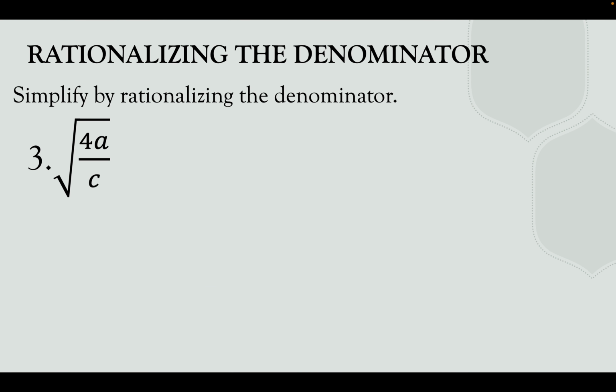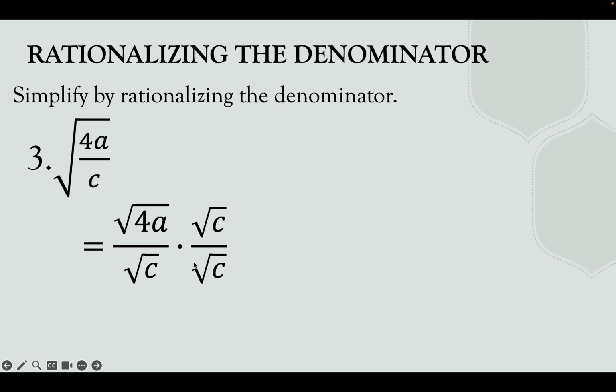Next, we have square root of 4a over c. So we can break this one into the radical sign. We can make this one as square root of 4a over square root of c. Now, since our denominator is a radical, we need to simplify this one using rationalization. Multiply both numerator and denominator by square root of c.